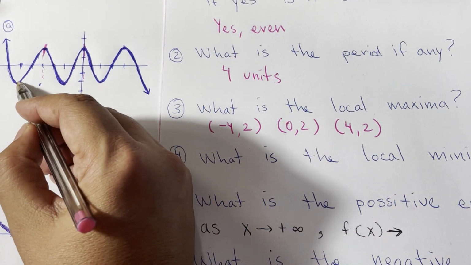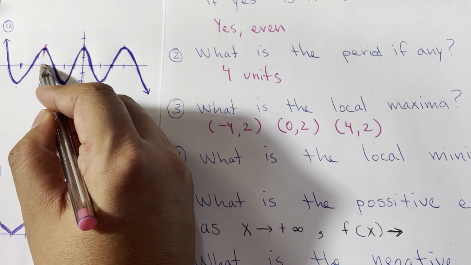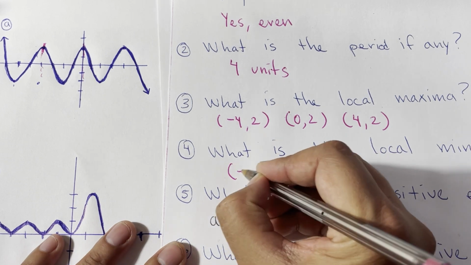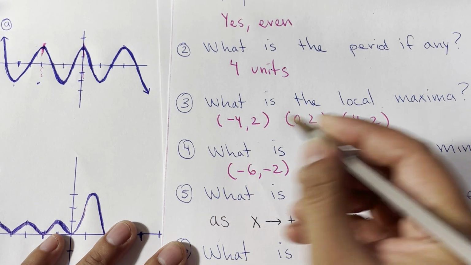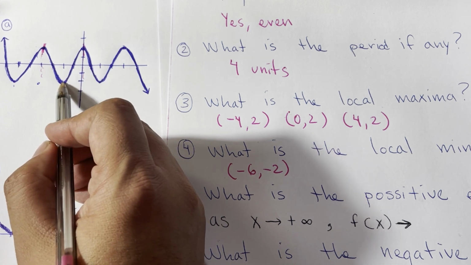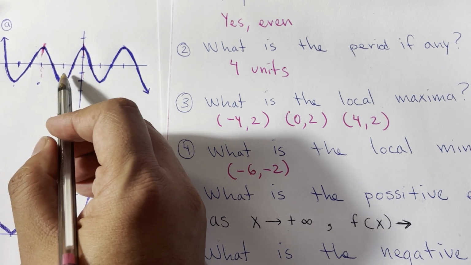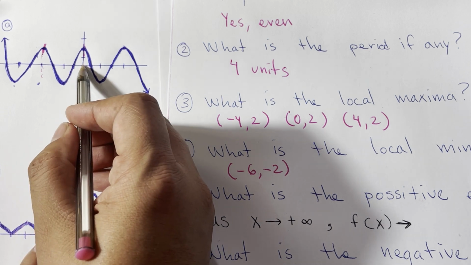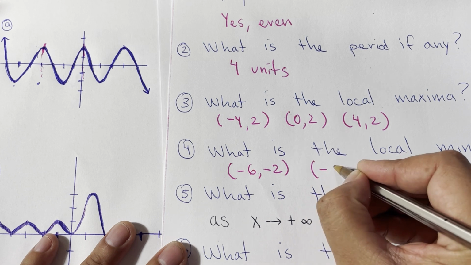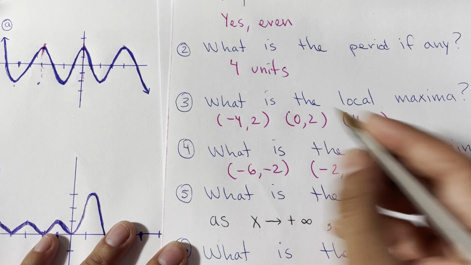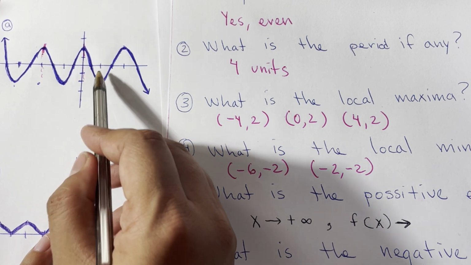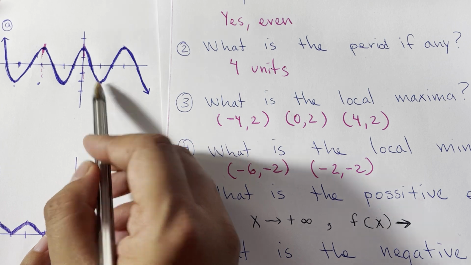What is the local minima? Local minima will be this one right here. So it's 1, 2, 3, 4, 5, 6, so -6, -2. This one is also another local minima. That's from the last lesson, which is going to be linked at the end of this video. So if you need to review that, you can go ahead and do that. Then -1, -2. Then this is another local minima. So 1, -2, that is +1, -2... so +2, -2.